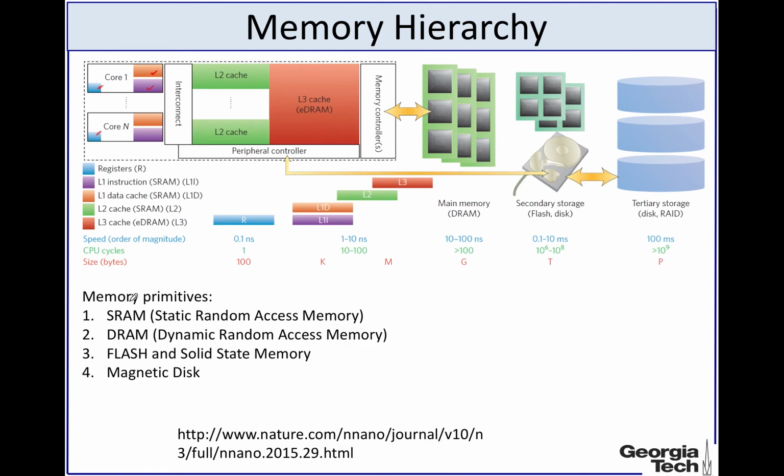So as memory primitives, we have 4 different device technologies. One is the SRAM, static random access memory, then we have the DRAM, dynamic random access memory, then we have flash and solid state memory, and then finally we have magnetic disks. So this is what we have seen in the previous lectures.